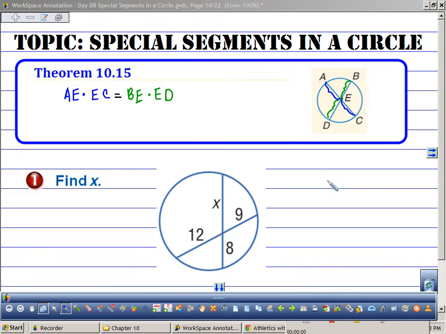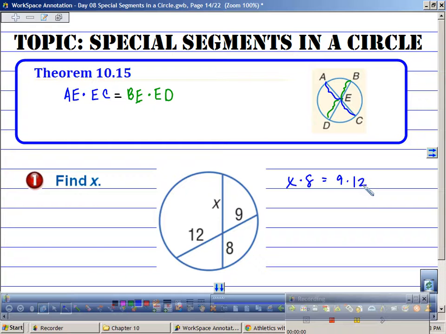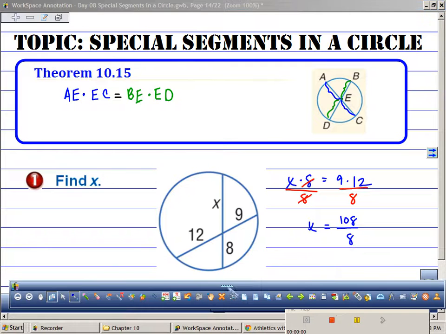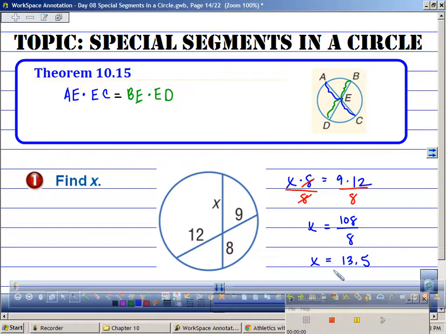So let's do that with this example below. X times 8 is going to equal what, class? 9 times 12. I can already tell that when I divide by 8, this is not going to come out evenly. So X equals 108 divided by 8. Put that in a calculator, you get 13.5. Pretty straightforward, right?